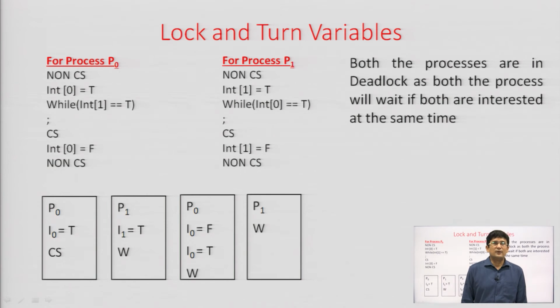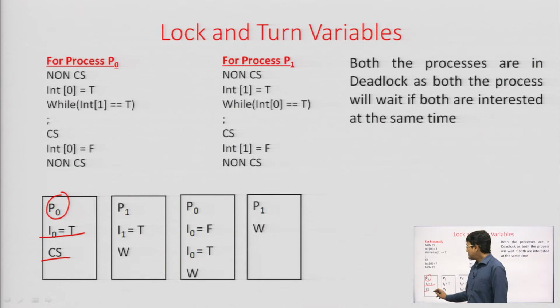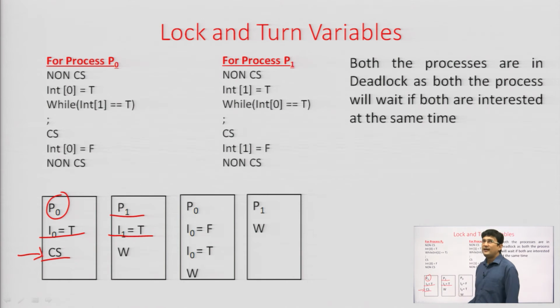Now, why should we not use the scheme of lock and turn simultaneously? Before this, let us see this solution again. This P0 process sets its interest to true and enters the critical section. Then the P1 process, since P0 has already entered the critical section, will see its interest as 1. P1 has also set its interest as true, and it will be waiting.